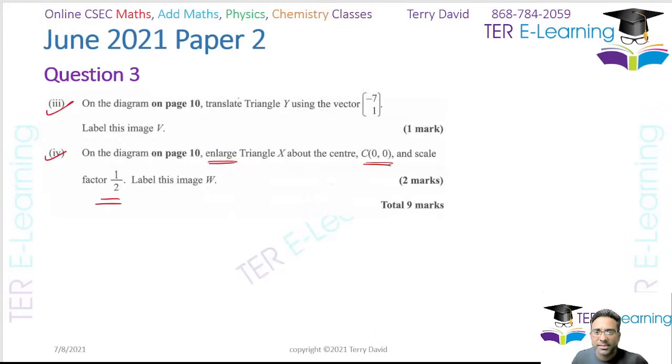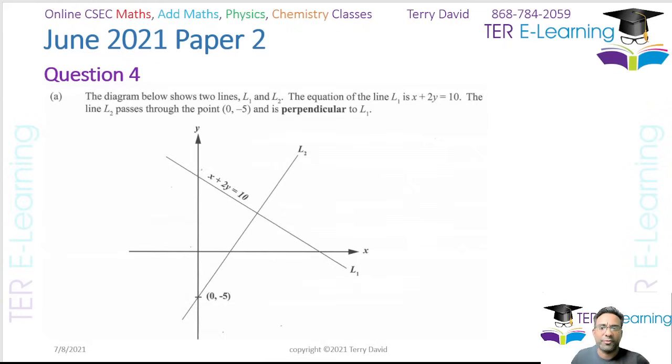So that brings us to the end of my third question here, right? So let's move on to question 4. So let's do question 4 one time. So the diagram below shows two lines, L1 and L2. So they gave us the equation of L1, right? It's x plus 2y equal to 10. The line L2 passes through a point. So they told us where L2 is passing through. It's passing through this point here. And they said both lines are perpendicular.